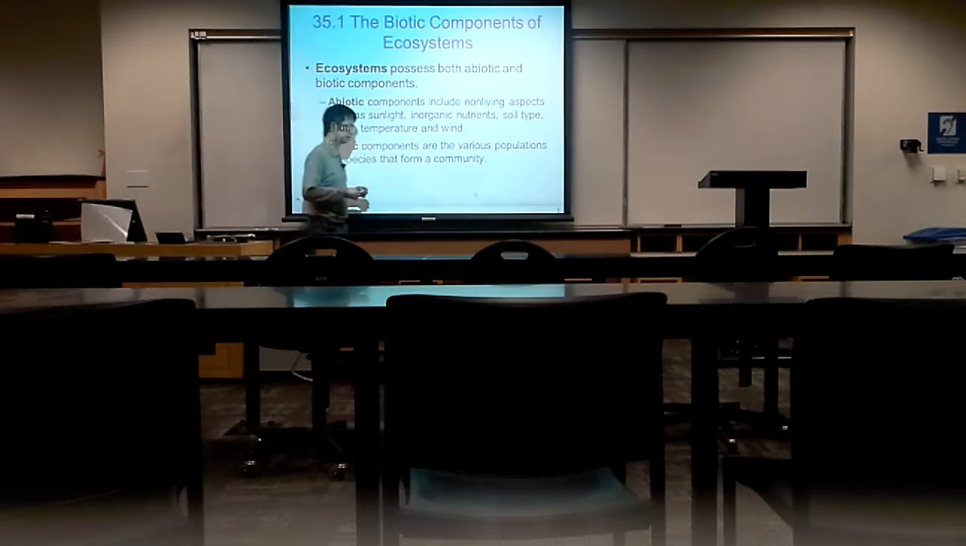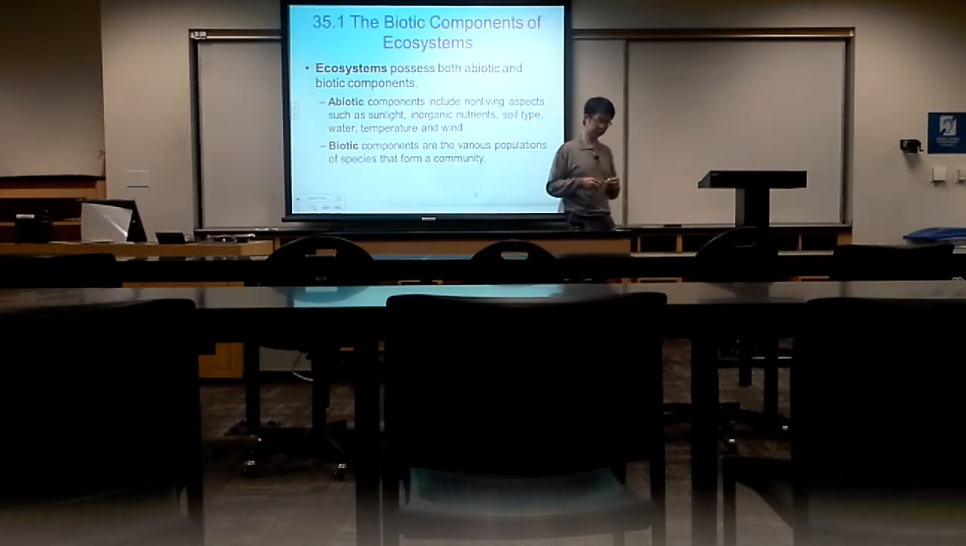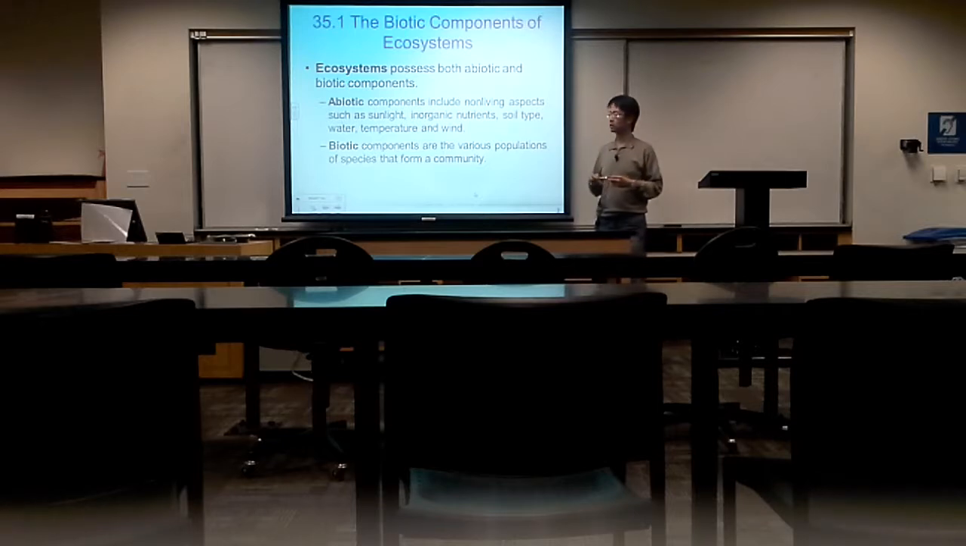In an ecosystem, we know, on Wednesday we briefly talked about it, they have abiotic and biotic components. The abiotic components are the non-living parts, such as sunlight, inorganic nutrients, soil, water, temperature, and wind, all the physical stuff. The biotic components are the living organisms of different species. So in other words, human beings are part of the biotic component of the ecosystem.